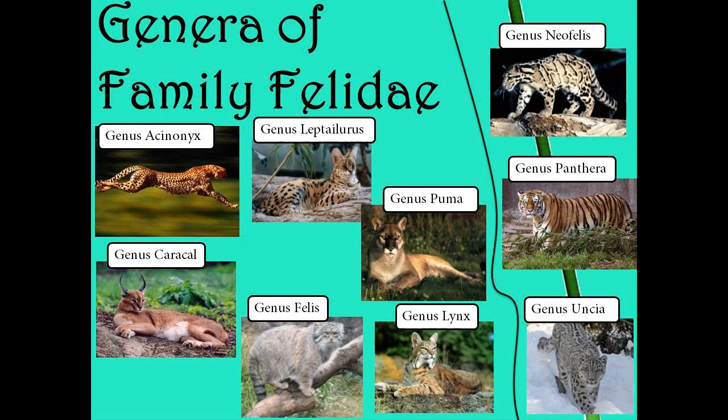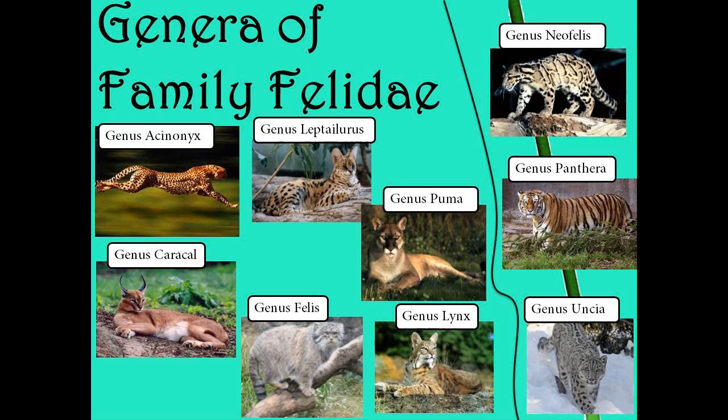So do keep precious creatures organized for grumpy... That G stood for genus. So there are different genera in the family Felidae. Genus Acinonyx is the cheetah. Genus Caracal is the caracal. Genus Leptailurus is the serval. Genus Felis, that's a manul. Genus Puma is the mountain lion.